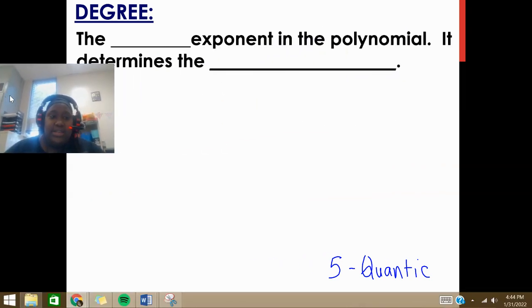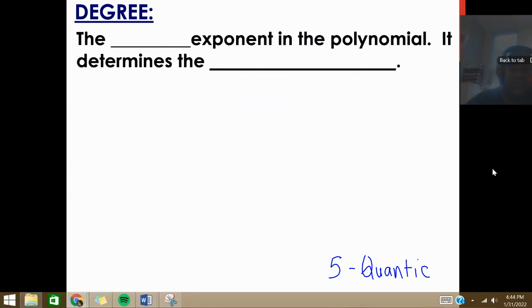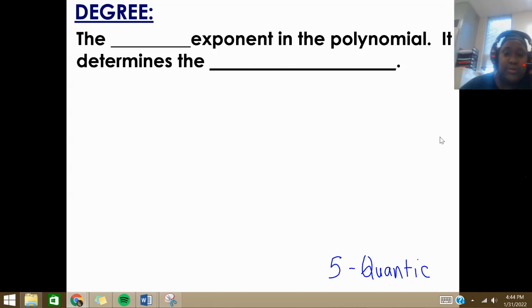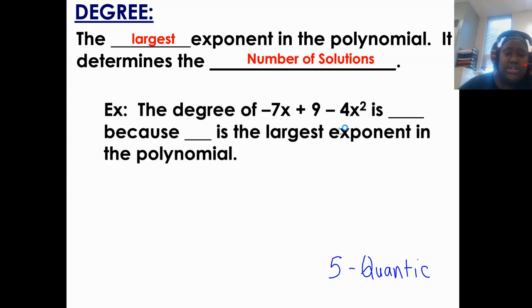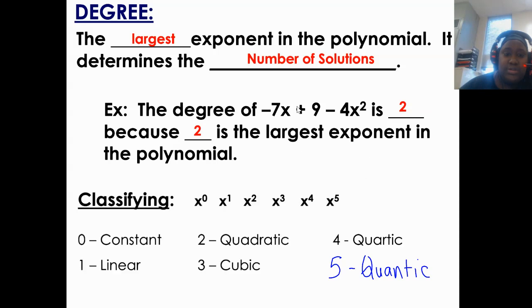All right, now we're looking at degree. Guys, you will have to fill this in. So you're going to fill in the blank, but you're also going to write the types of degrees. The largest exponent of a polynomial, that is considered the number of solutions. So let's look at this example. We have negative 7x plus 9 minus 4x squared. So 2, this exponent is 2. Okay, because 2 is the largest exponent because x to the first, this is to the 0 because there's no variable there, and this is to the second. 2 is the largest exponent, that will be considered a degree.